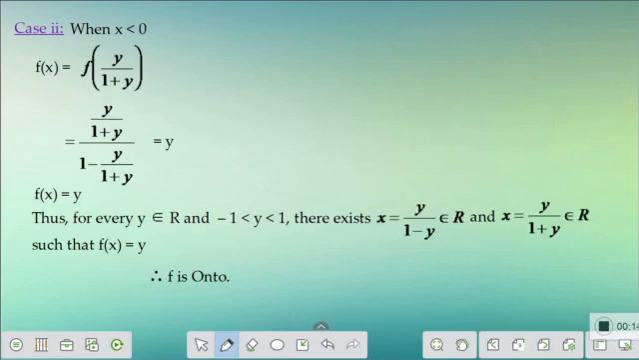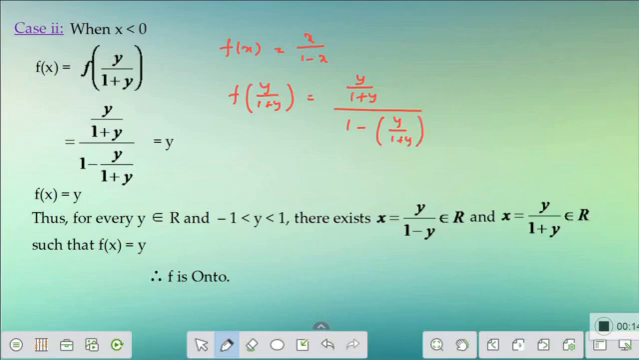Again, when x is less than 0, x takes the value y by 1 plus y. When the input of f, that is f of x, is equal to x by 1 minus x when x is less than 0. So when your input is x, your output is going to be x in the numerator by 1 minus x in the denominator. Now in the place of x, we have y by 1 plus y. So this gives us y by 1 plus y in the numerator, whole divided by 1 minus y by 1 plus y in the denominator.